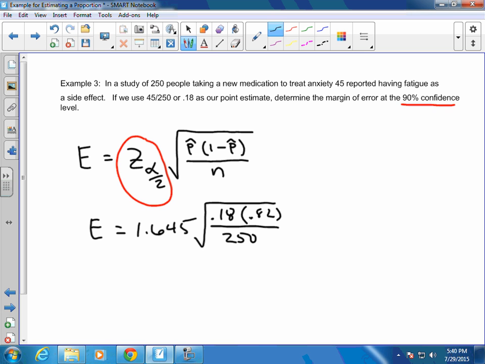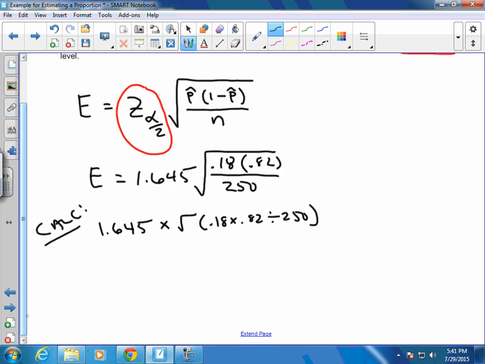Now I'm going to punch this all up on the calculator, and this is how I'm going to do it. These are the calculator steps. I'm just going to type in 1.645. Then you can hit times if you want to, or you can just open up the square root sign. Inside the square root sign, start a parenthesis. We're going to do 0.18 times 0.82 divided by 250, and then just close the parenthesis to close the square root. Every once in a while, we're going to hit a button wrong on the calculator, like 1 out of 5 times or something like that. You might hit a wrong button, but in general, we'll have this all in one step.